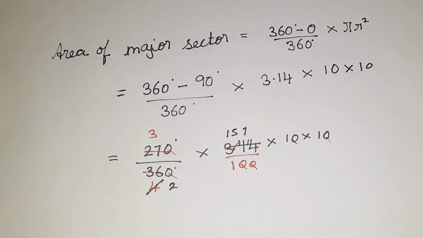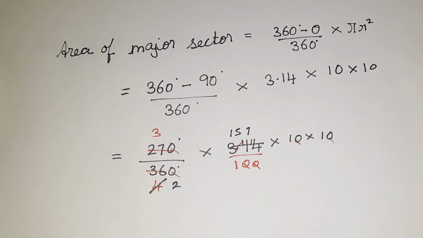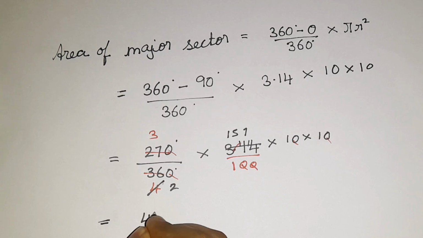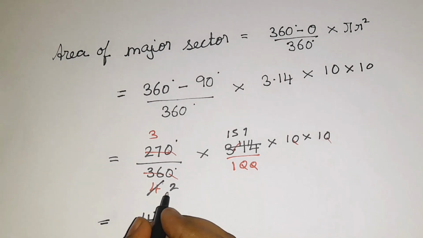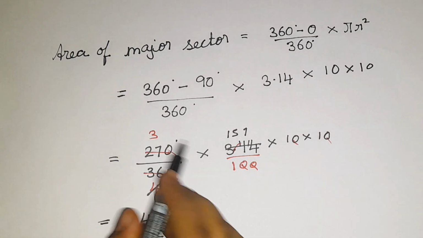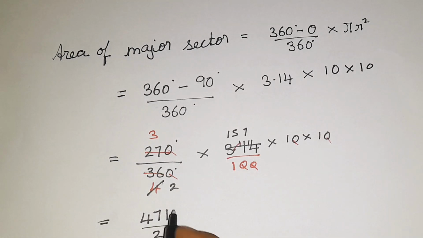So what is 157 into 3? The answer is 471. Okay. And then 471 divided by 2. So 3 into 157 is 471, and then here we have divided by 2, right? I just wrote it as it is.